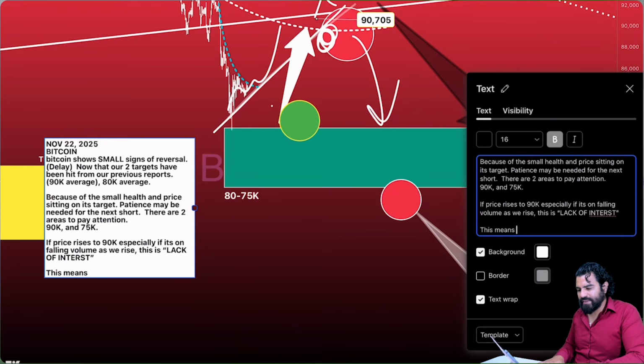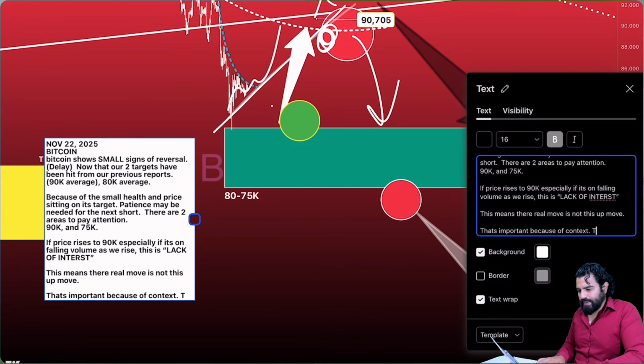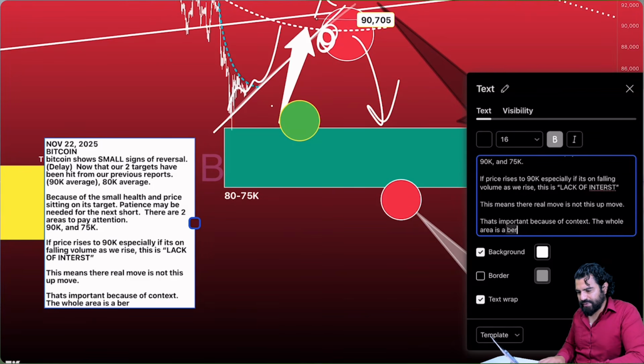This means the real move is not this up move. And that's important because of context, where we are. The whole area is bearish territory. So you can't take your eyes off of that.